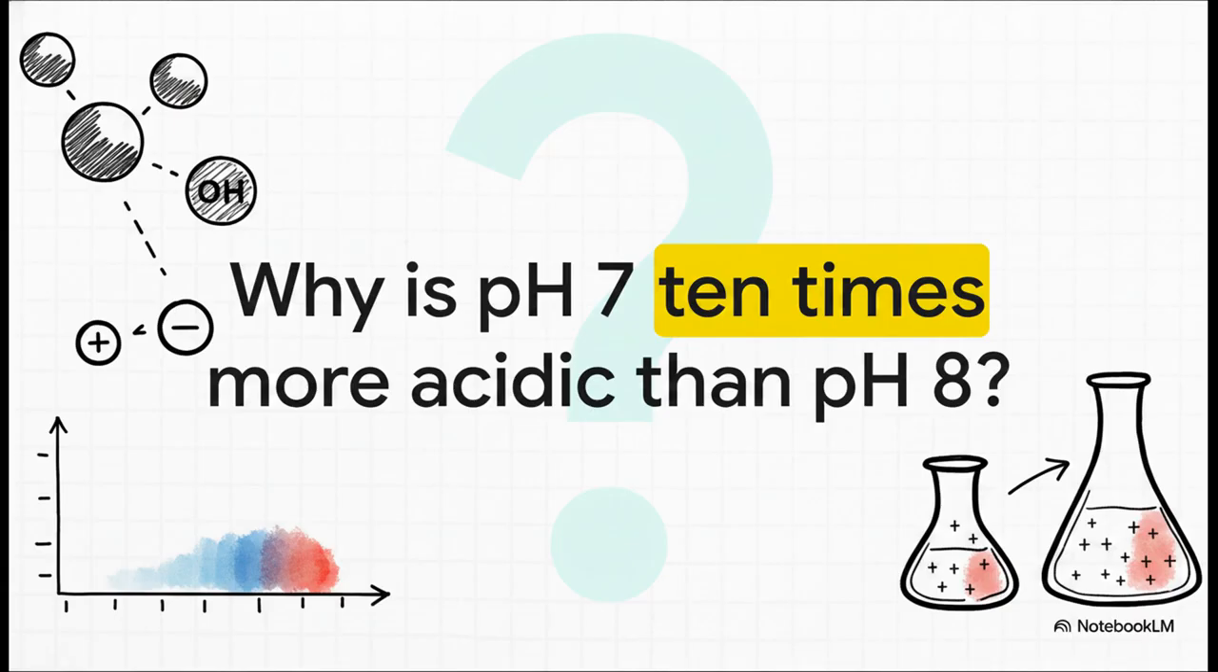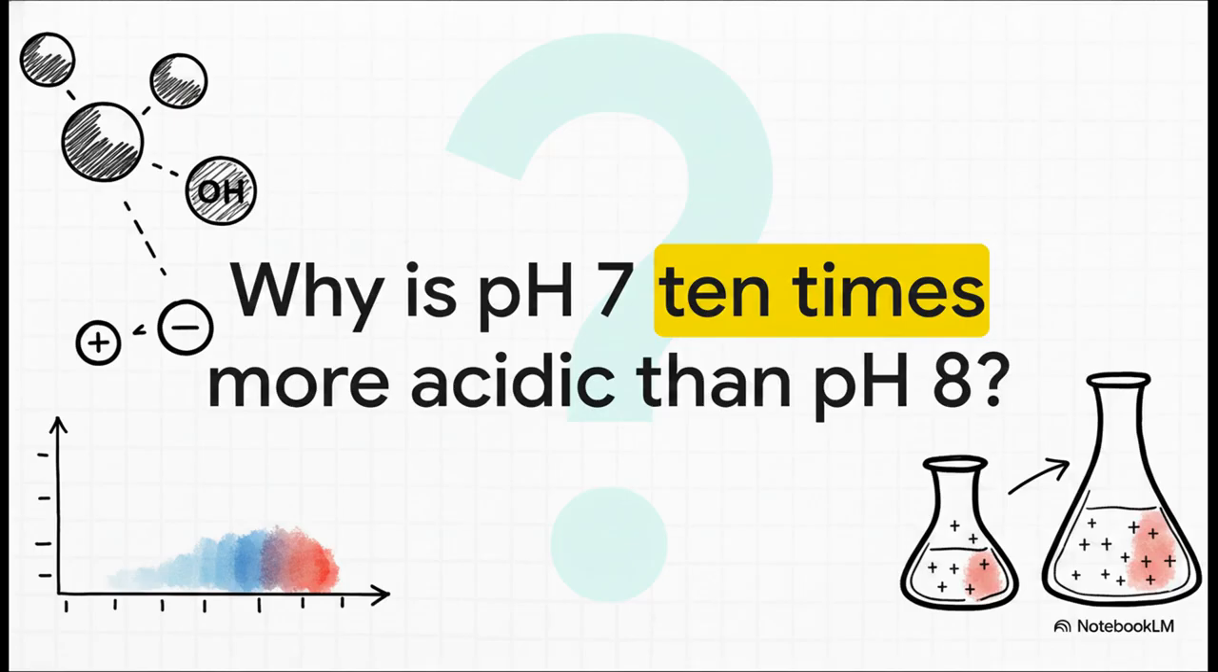But to understand the real stakes of human survival, we have to step back and ask why we even use the pH scale in the first place. You've probably heard of pH, right? But why is a pH of 7 exactly 10 times more acidic than a pH of 8? Well, it all comes down to how we measure hydrogen protons.